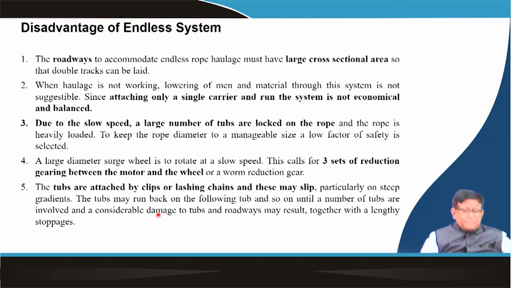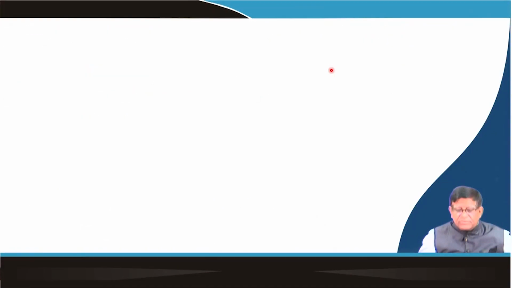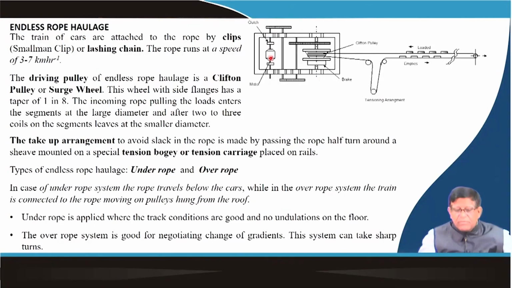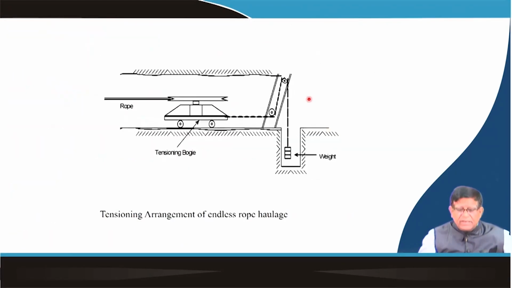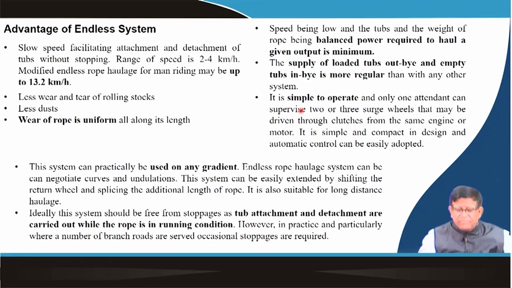Then the Clifton wheel or the charge wheel is to rotate at a slow speed, using 3 sets of reduction gearing. In the diagram you have seen, you might have noted that there are a number of gears: here is the motor, this is the first stage, the second stage, then the third stage. With the 3 stages of gear ratio, the speed is reduced from the drive motor.